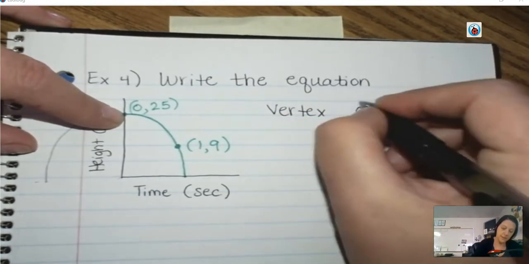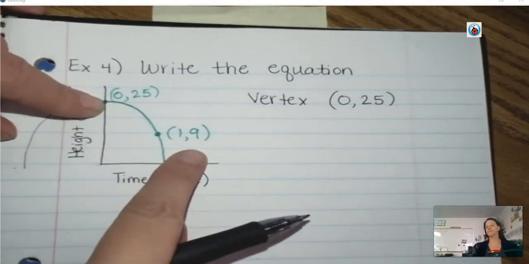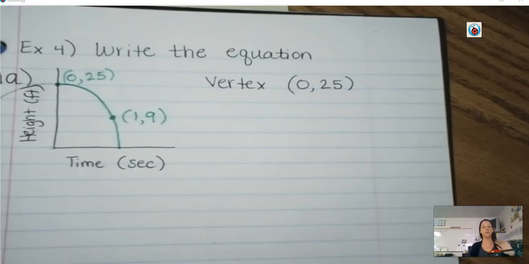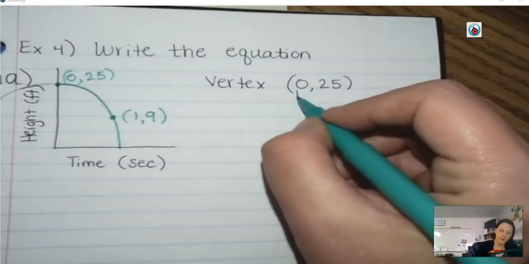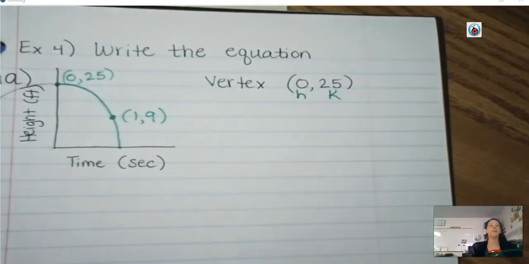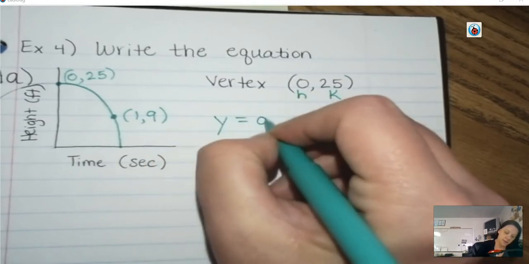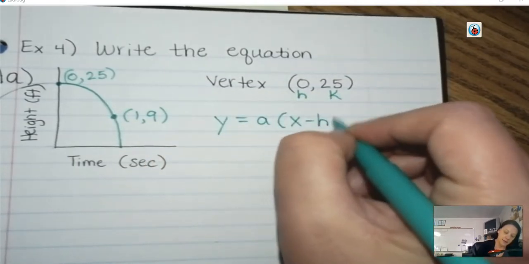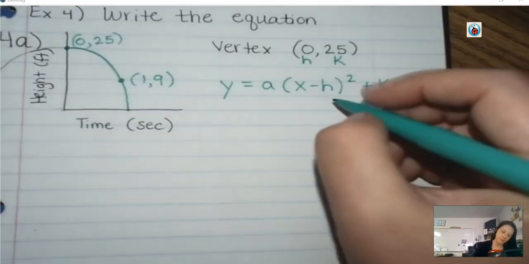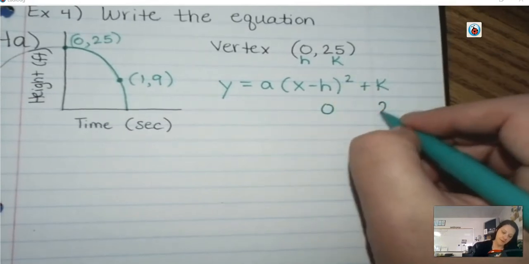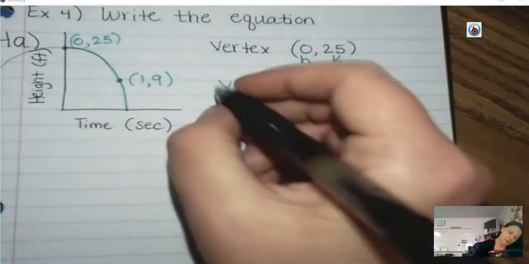So this is similar to the last question. We have the vertex and we have a point. So the first thing we're going to do is take the vertex and write it in vertex form. So the vertex is located at h, k for vertex form. And vertex form is y equals a times x minus h squared plus k. Put in 0 for the h, and put in 25 for the k. And bring everything else down.